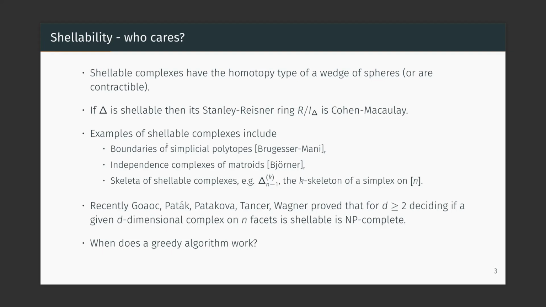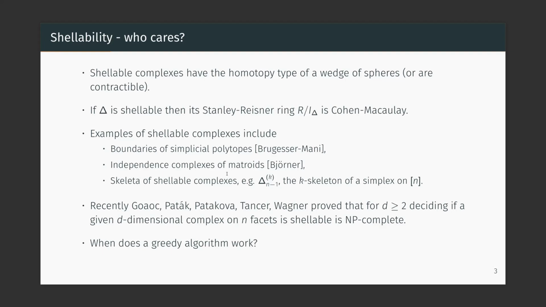Shellable complexes include boundaries of simplicial polytopes. So it turns out if you have a polytope where the boundary is a simplicial complex, like an octahedron, right? These are always shellable simplicial complexes. And in fact, you can describe the shellings in a nice way. There's a family of canonical ways to shell them.